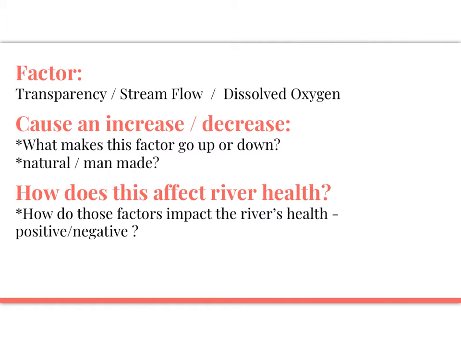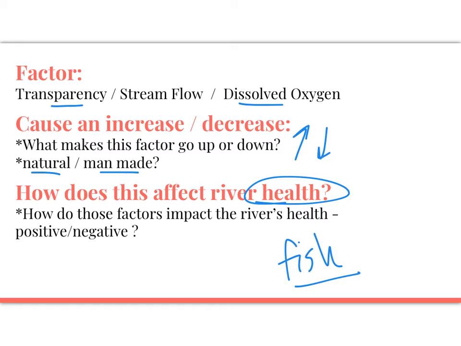So big picture, what we're thinking about for each one of these pieces of data is what first can cause an increase or a decrease in the data. So what will make more DO or less transparency? And then also, are those features natural or are they man-made? And as we think about those things that are increasing and decreasing it, we want to know then, what does that do to the health of the river and the fish and the plants that live within? Is that a negative impact or a positive impact? So factor what makes it go up or down, and how does that affect the river's health?